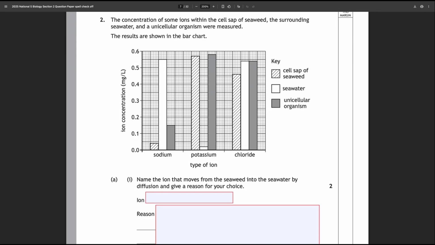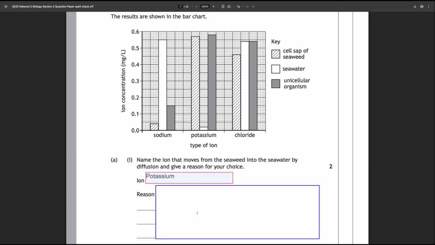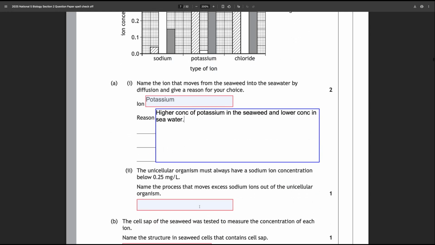So can you see any of the three ions where the diagonally striped bar is higher than the white bar? And immediately you can see that's going to be potassium as the ion. Okay, and what's the reason? Well, the reason is that there is a higher concentration of potassium in the seaweed and a lower concentration in the seawater. Something along these lines. As long as you've given where the higher concentration or the lower concentration is, which indicates the direction of movement of the molecules, then you're going to get the mark for that one there.